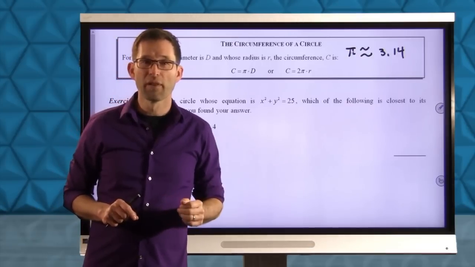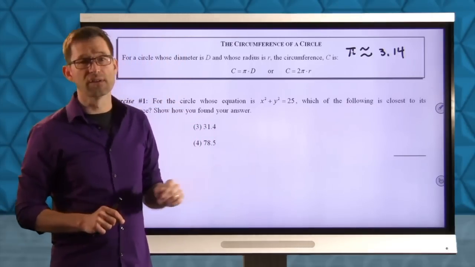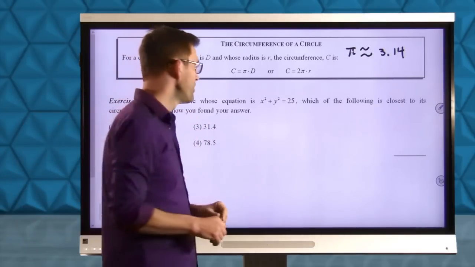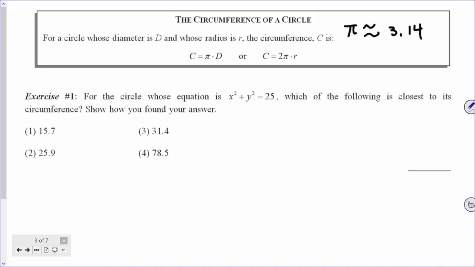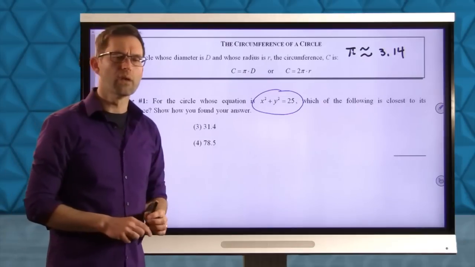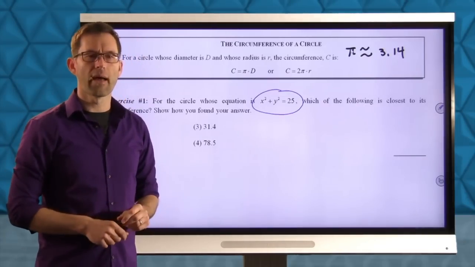Let's take a look at how that plays out in a problem that you could actually see in Common Core Geometry. Exercise number 1. For the circle whose equation is x squared plus y squared equals 25, which of the following is closest to its circumference? Show how you found your answer. All right. Why don't you pause the video now and see if you can figure out how this is done.